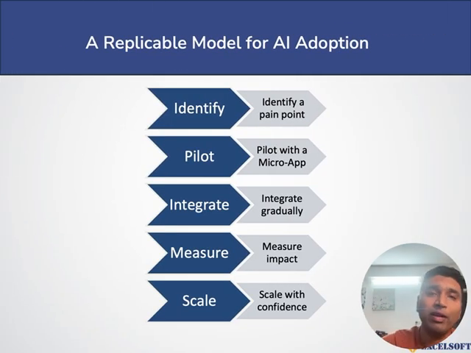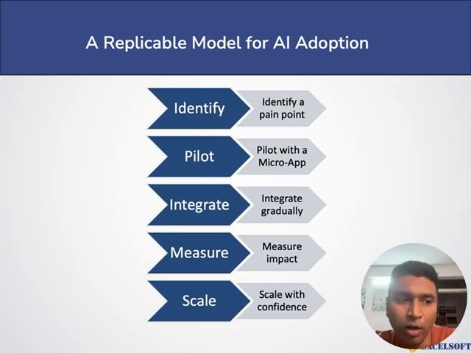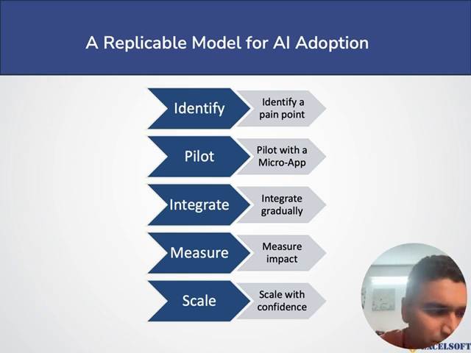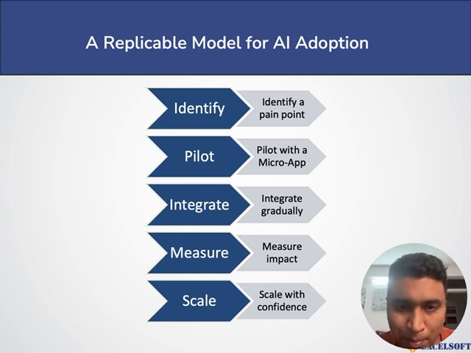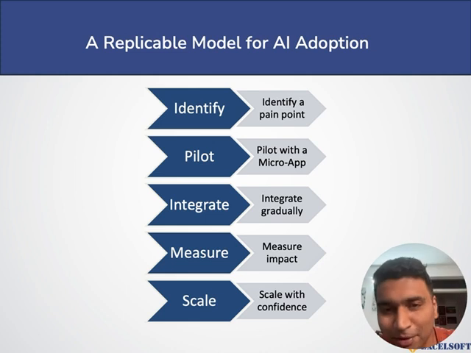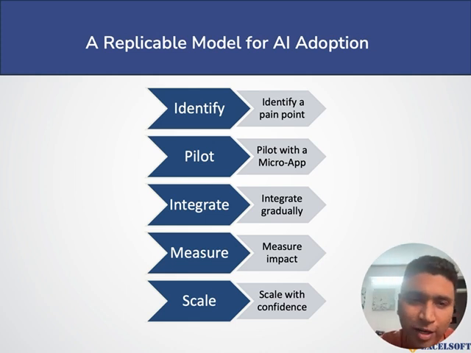At Excelsoft, we have a replicable model for AI adoption. We help you identify a pain point, define a small two-month or three-month pilot with one of the micro apps, and help you integrate it gradually into a larger ecosystem. In the process, you could measure the impact it is having and bring other people in the organization into confidence. Finally, scale it with confidence across the organization.